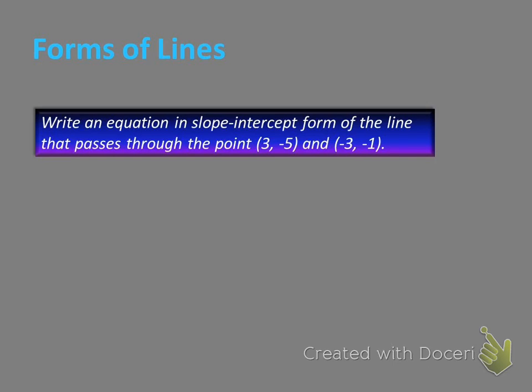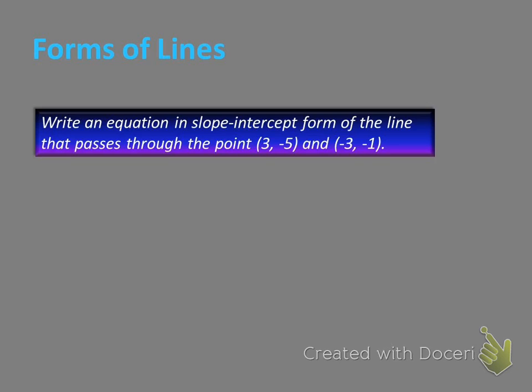Okay, so for the next type, I kind of just skip, not skip, but do one example of each type and then move on, you know. All right, so write an equation in slope-intercept form for the line that passes through the points (3, -5) and (-3, -1).